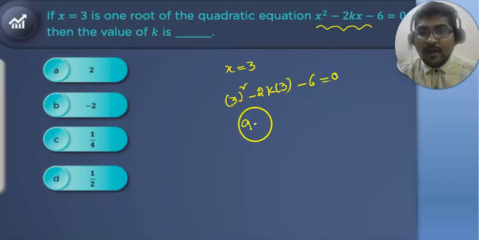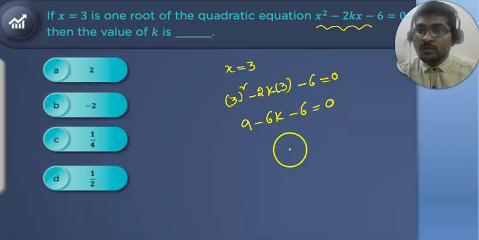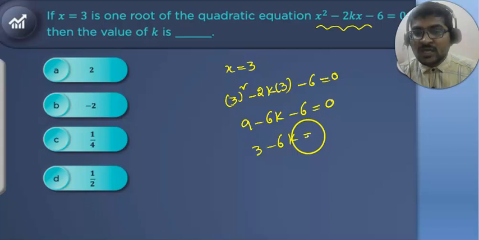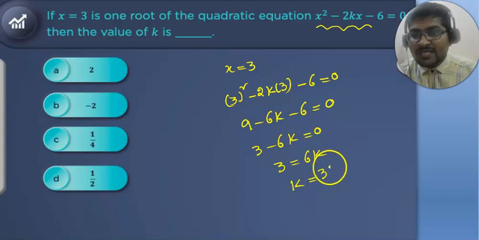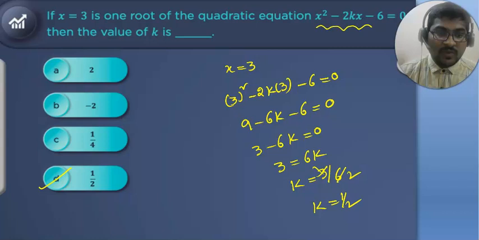Just 9 minus 6k minus 6 equal to 0. So here 3 minus 6k is equal to 0. So 3 is equal to 6k. So k is equal to 3 by 6. So k is equal to 1 by 2. So option D is the right answer.